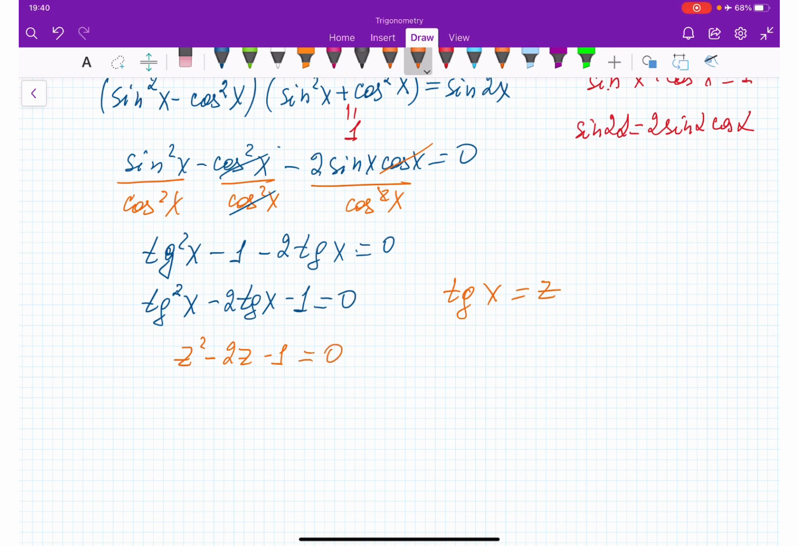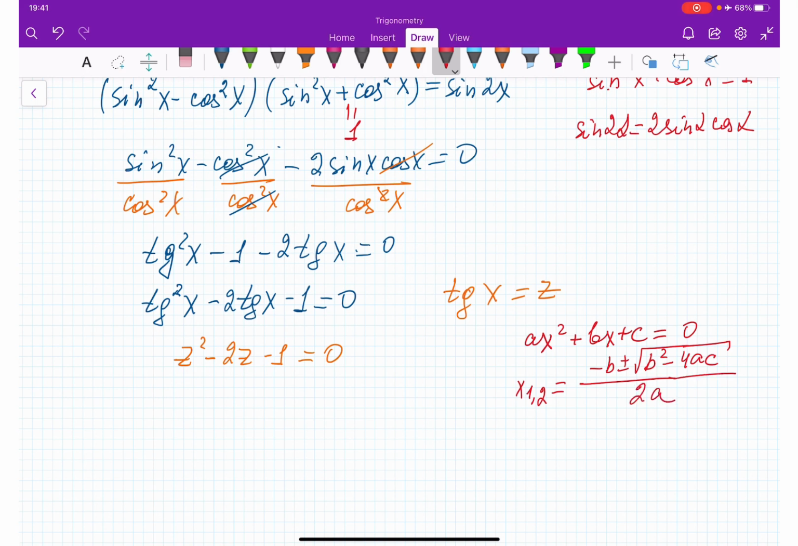Let me see if we can FOIL it. Negative 2? No, we can't. So we have to go through the discriminant. The discriminant is a formula for when we have ax squared plus bx plus c equals 0, and x1,2 is equal to negative b plus minus the square root of b squared minus 4ac, divided by 2a.